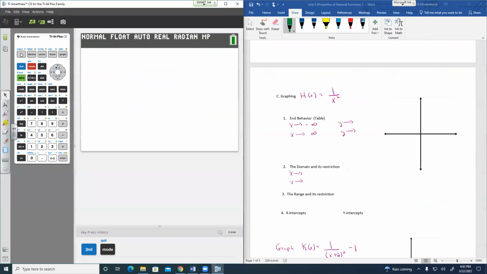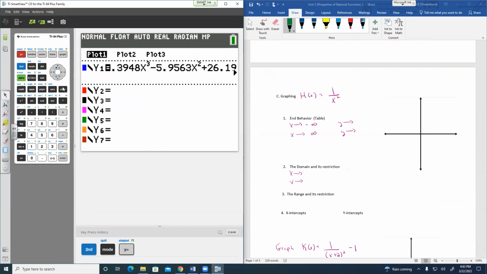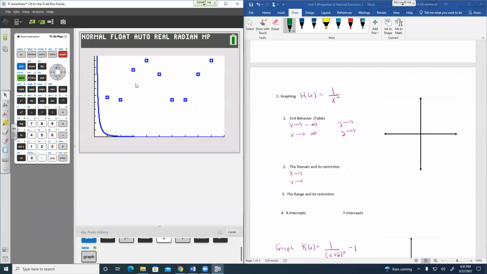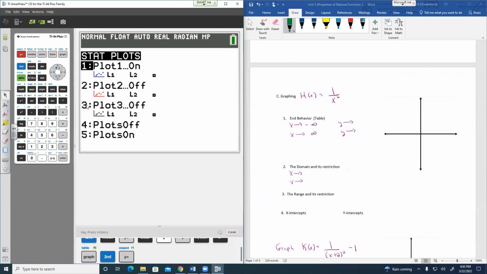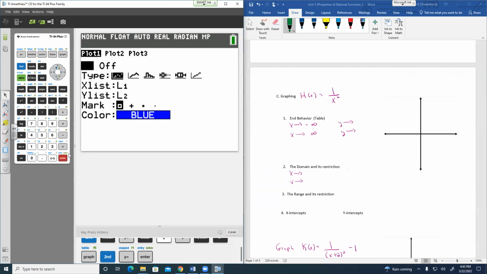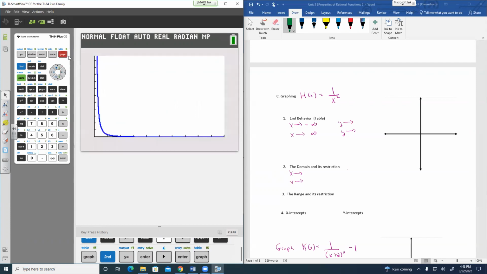So if I type in y equals 1 divided by x squared and hit graph, notice I've got my scatter plot still on. If I hit the second stat plot, I turn it back off, hit enter, toggle it over to off, hit enter, and hit graph again. Notice my window looks awkward too.